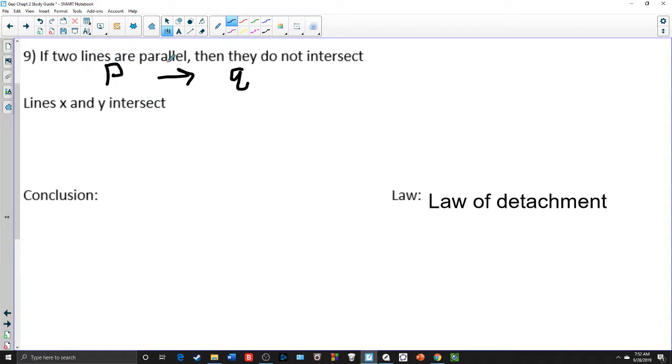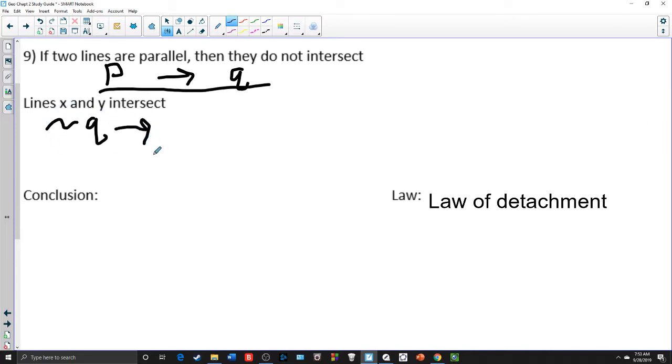That doesn't help me out in any case, because this is the only tool I can use right now. So this would be something like not Q. Remember, the squiggly means the opposite. So Q says lines do not intersect. This says lines X and Y do intersect. So this gives me not Q, and it says, okay, now that you have not Q, what can you tell me?